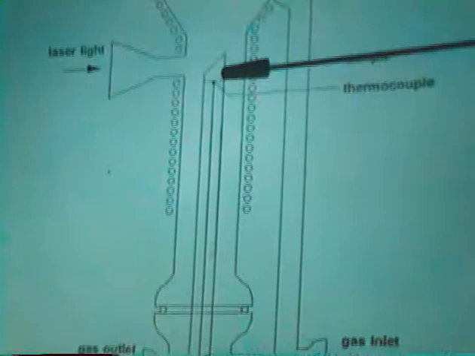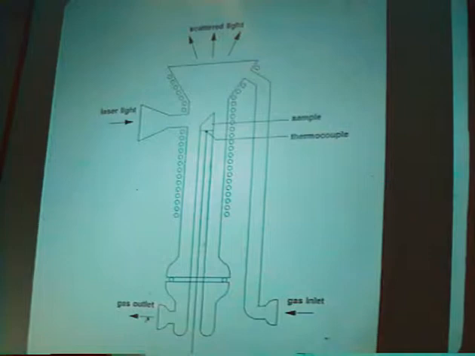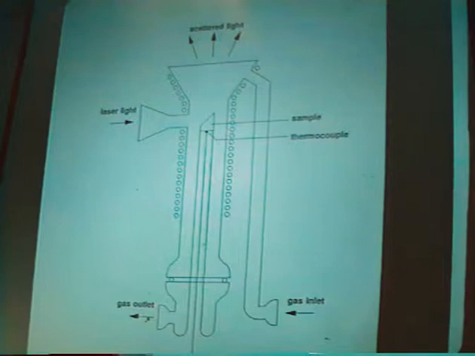There's a thermocouple immediately below the catalyst, so with reasonable accuracy we can determine the temperature in the region of the catalyst. And the sample is also amenable to flow of gases. Gases come in here, flow over the catalyst sample, and then out the exit. So this cell is capable of operation at temperatures up to 850 degrees centigrade, so exceeding the temperatures in which the normal catalytic process is carried out.